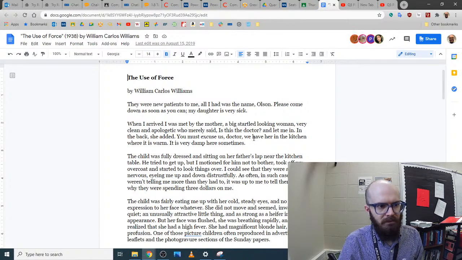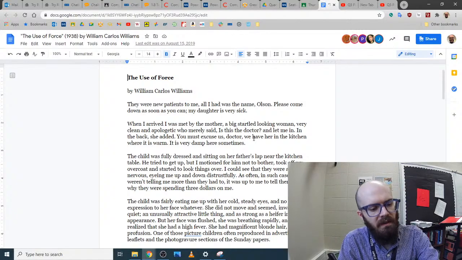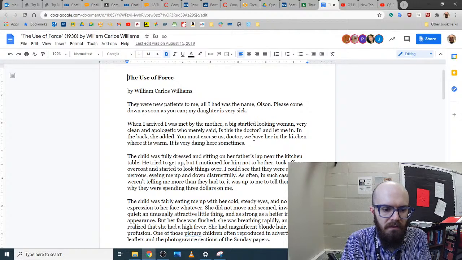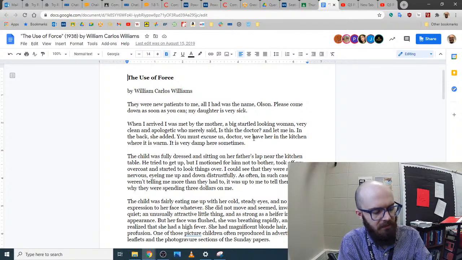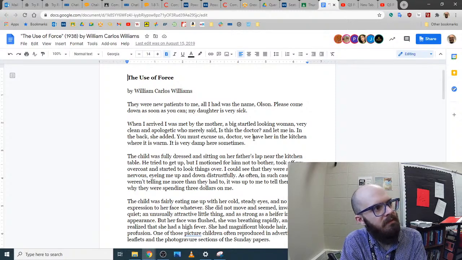So this story is written in 1938. It doesn't say where it's set, but we can assume it's probably set in a similar area to the author. The author lived in New York. He was a poet, and you may have seen some poems by William Carlos Williams. He has a famous one called This Is Just to Say. I have eaten the plums that were in the icebox and that you were probably saving for breakfast. Forgive me, they were so sweet, so cold, or something like that.